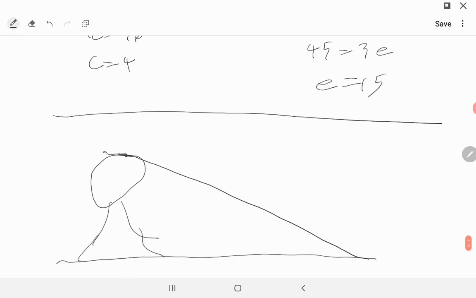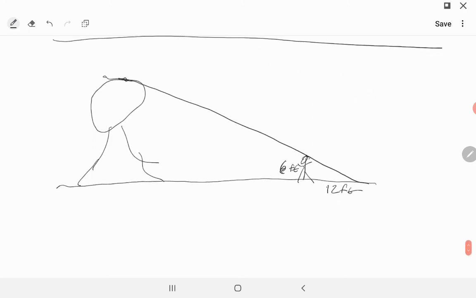And we know that, say we have a person who is 6 feet tall, casting a, let's make it a 12 foot long shadow. And we know that the tree, we've measured that the tree casts a, let's make it a 30 foot shadow. We can use proportions to determine the height of the tree.